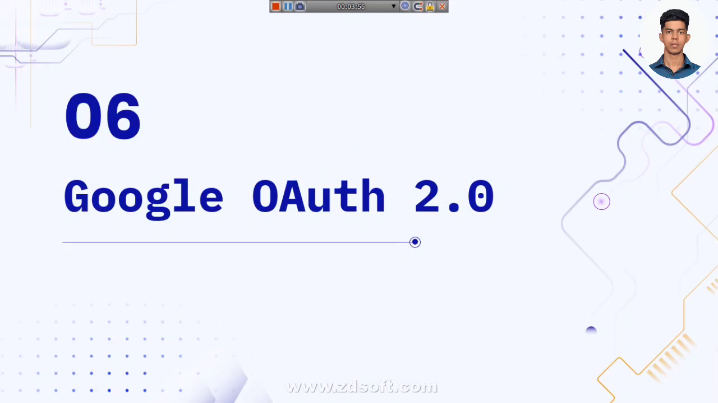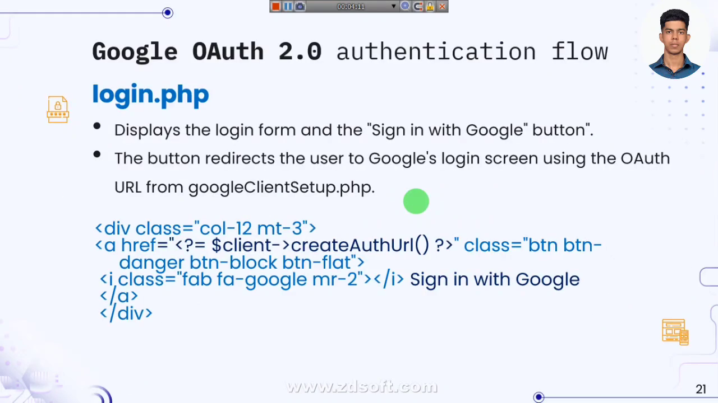Finally, to improve authentication security, iTECH uses Google OAuth 2.0. Instead of managing passwords ourselves, users can log in securely using their Google accounts. I explained the flow clearly. The login page displays a Sign in with Google button. The button redirects the user to Google's login screen using the OAuth URL from GoogleClientSetup.php.